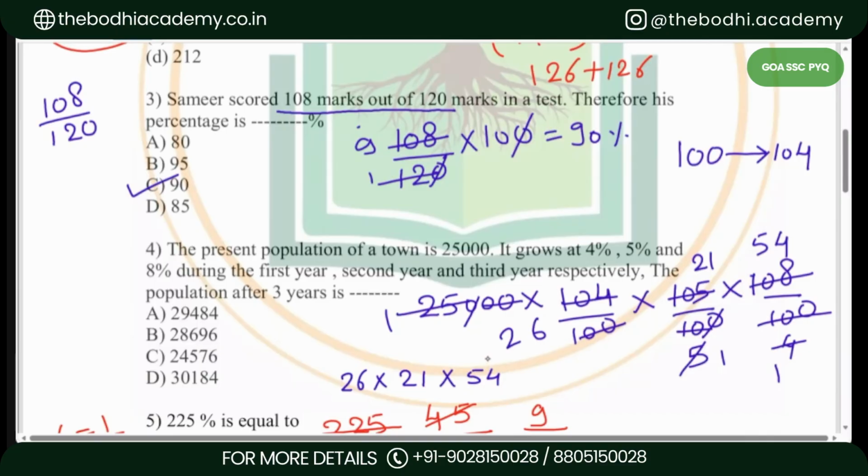Once you multiply this, no one else can do it for you, you have to do this. And the answer comes as 29484. So these are some 7 or 8 questions from percentage which have come in previous Goa Staff Selection Commission examinations.